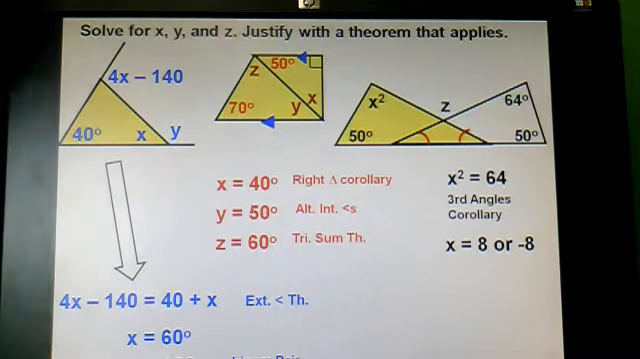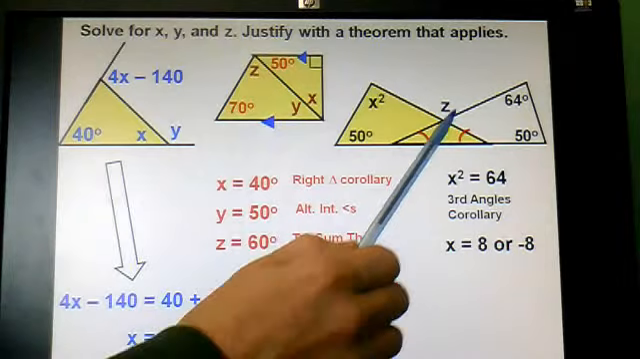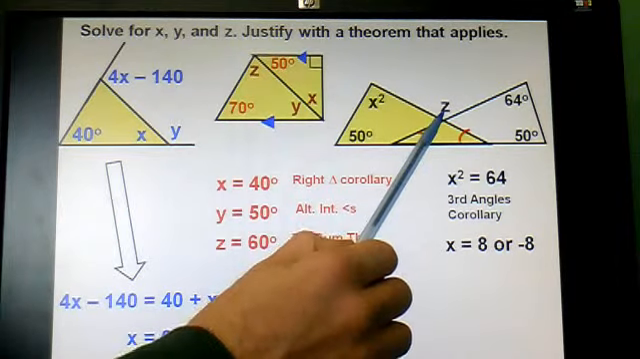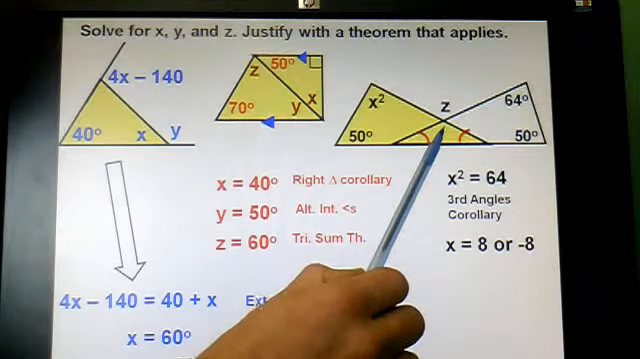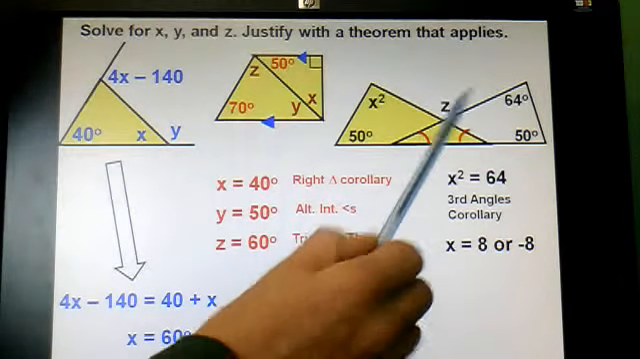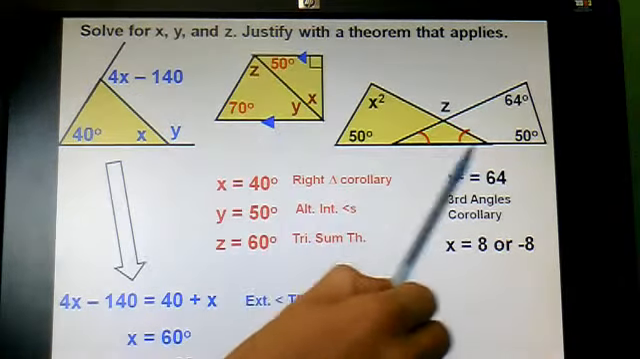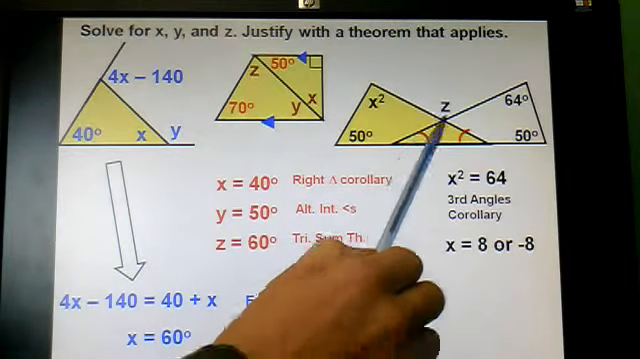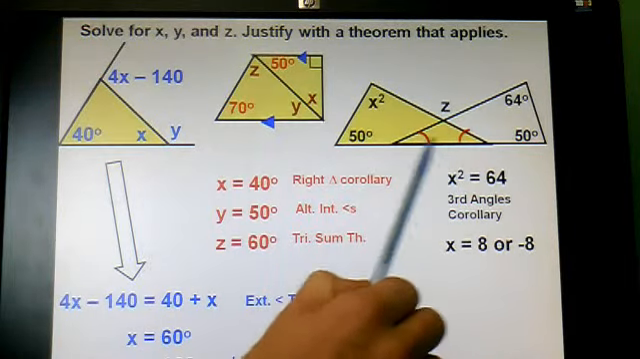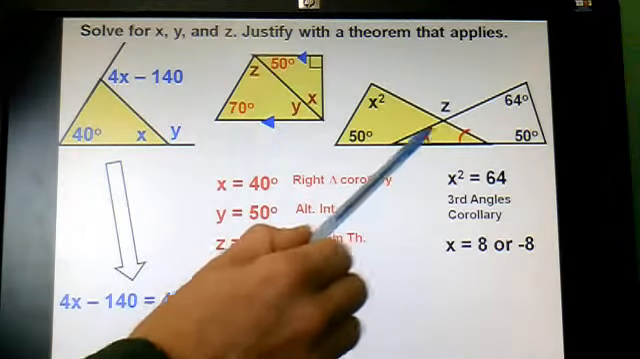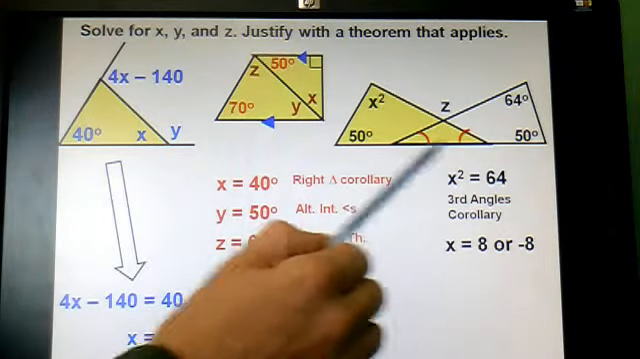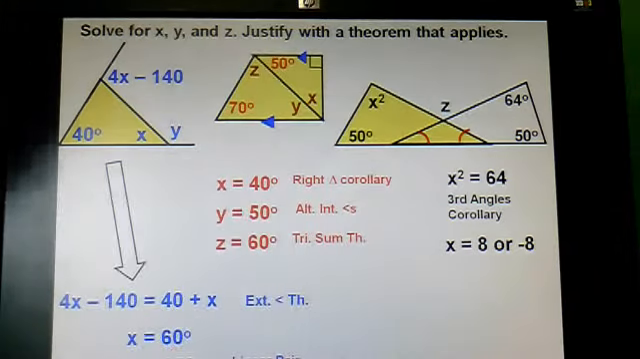To get Z, you'll notice, as some people in the other class noticed, Z was vertical to this angle in here. So if you could find this angle, you could get Z. If you look at this little triangle, it is an isosceles triangle. It's got two congruent angles, which means it also has two congruent sides. So if you could find these angles, you could add them together, subtract from 180, and you'd have that one.